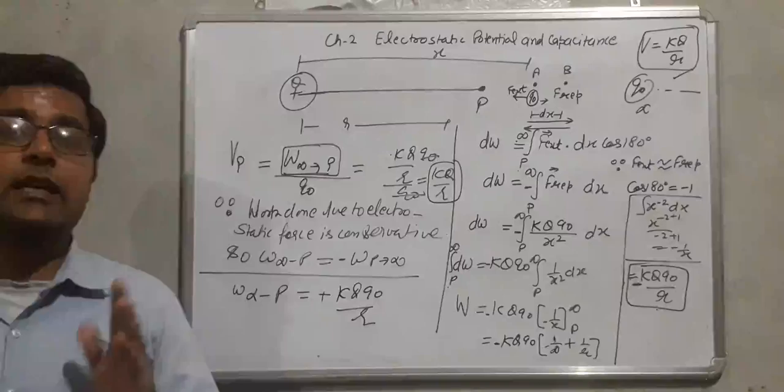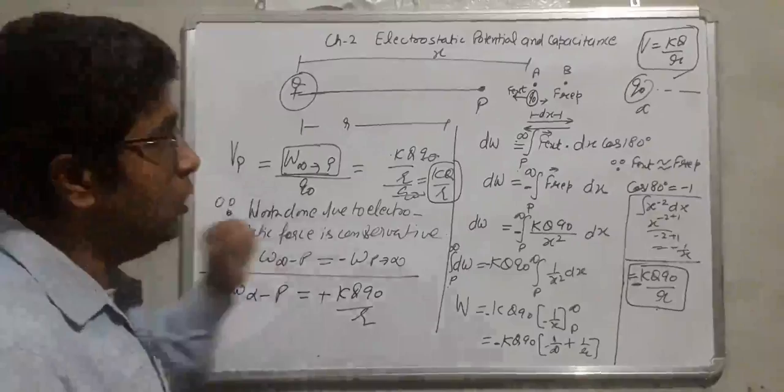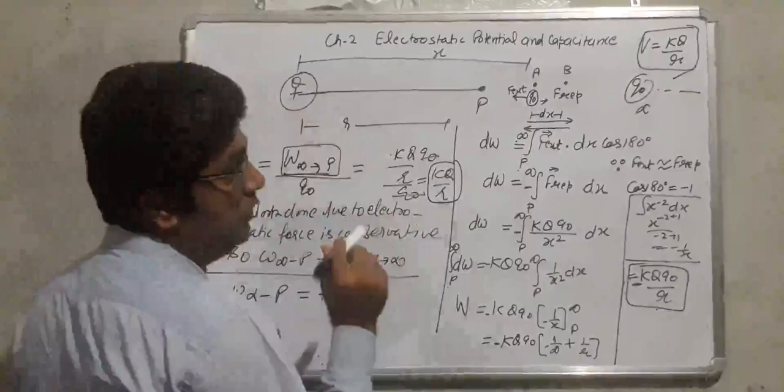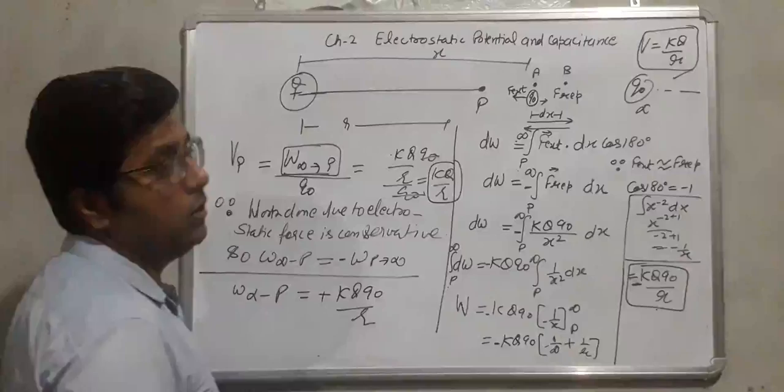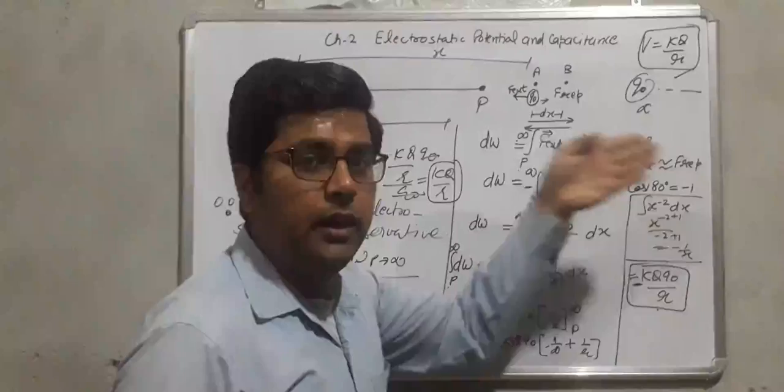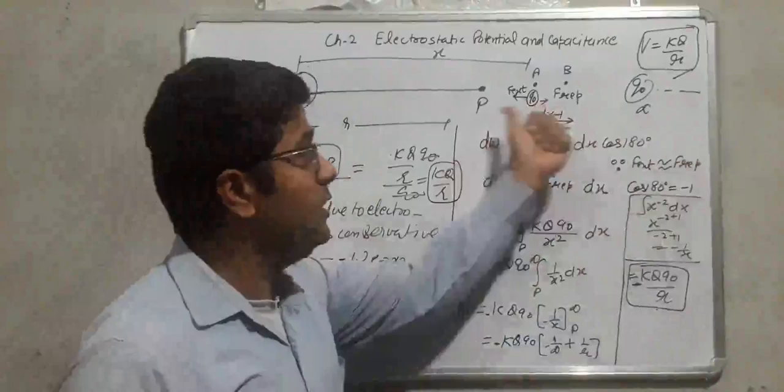I repeat all the things again. Amount of work done to take a charged particle from infinity to a point P. We are assuming that initially we take our source charge from A to B by a displacement of dx, and initially the point A is at a distance of x. Because this is a positive charge, it experiences a repulsive force. And our condition is the opposite situation, which means we are applying force in this direction, F external.